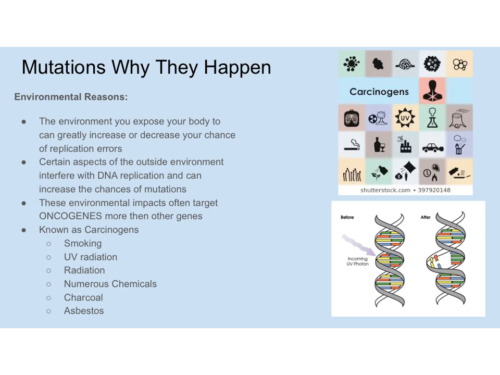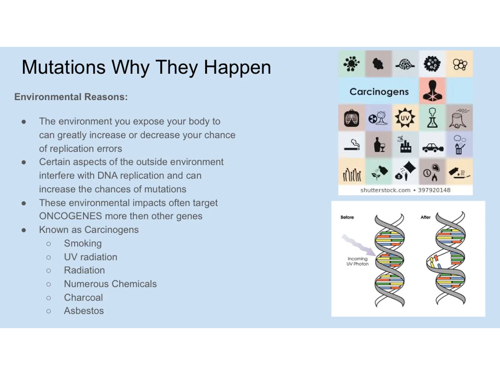So the environment you expose your body to can greatly increase or decrease your chance of replication errors. Regardless of whether you're resilient or you have the tendency, you want to limit the environmental impacts of developing replication errors. Certain aspects of the outside environment interfere with DNA replication and can increase our chances of a mutation. These environmental impacts often target oncogenes more than the other genes, and they're known as carcinogens.